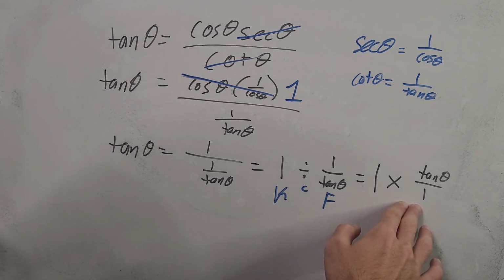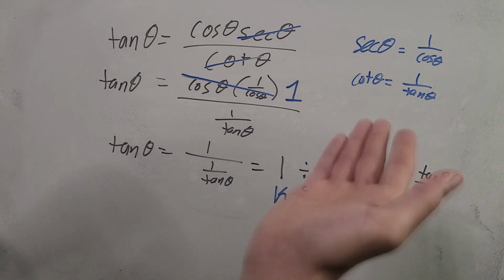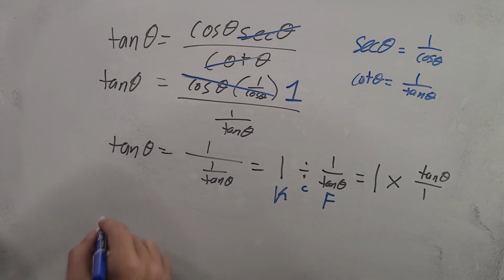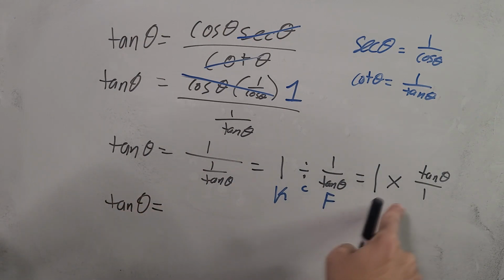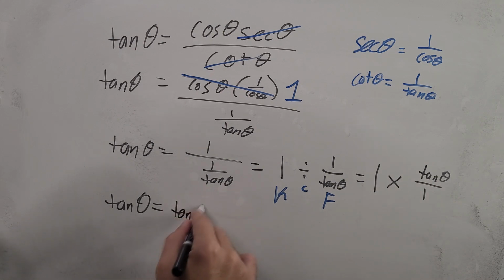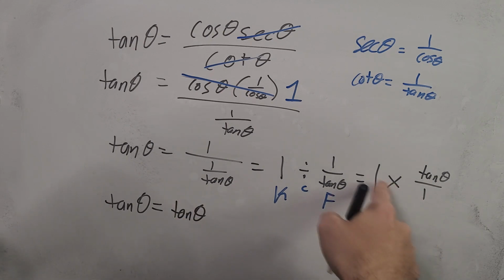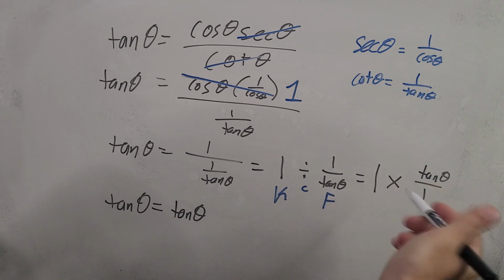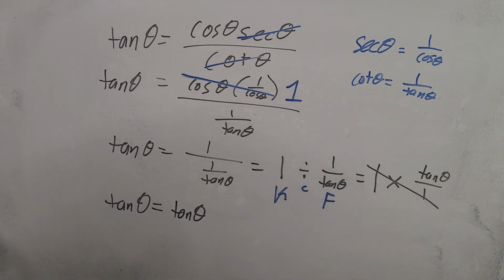Now, anything times 1 and divided by 1 is just itself. So, we have tangent theta equals tangent theta. You see how with these 1s, nothing really happens. We don't really need those anymore.